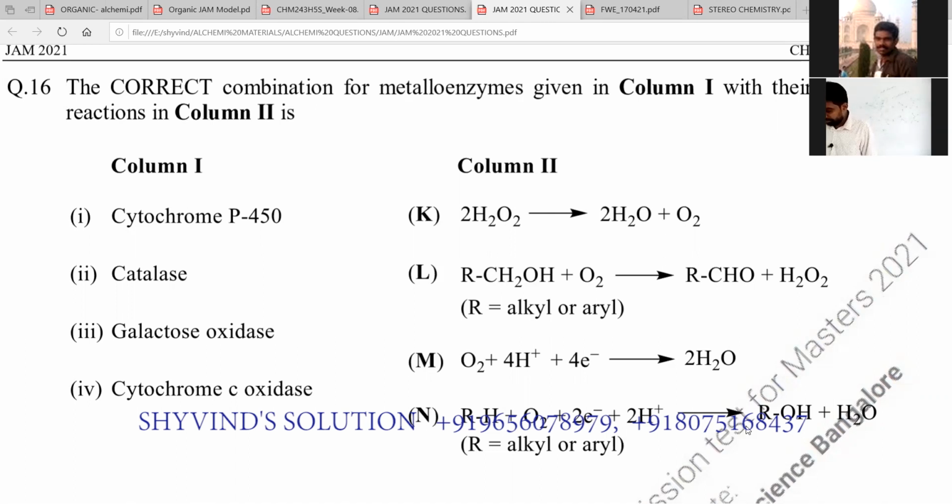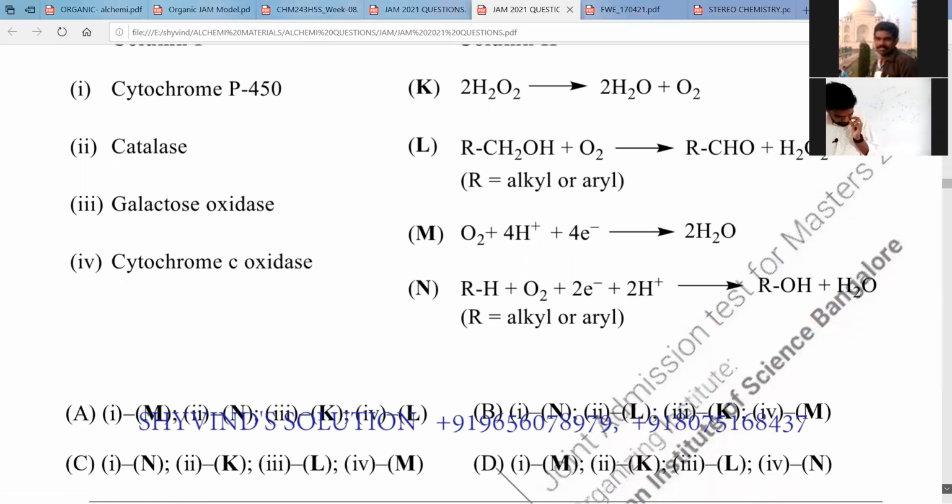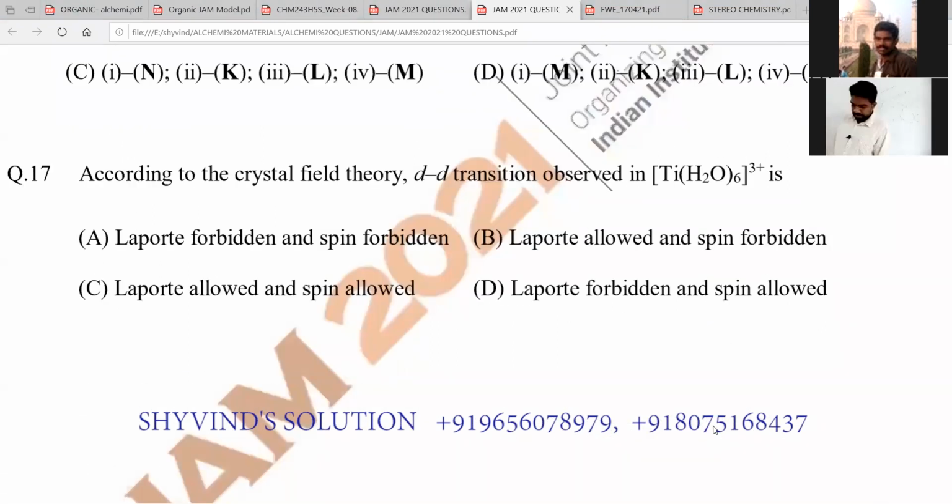So cytochrome P450 is given, catalase is given, galactose oxidase is given. So we should learn all these things by heart. The answer for this question is this one. Question number 16 is option C. So 17 is this one.